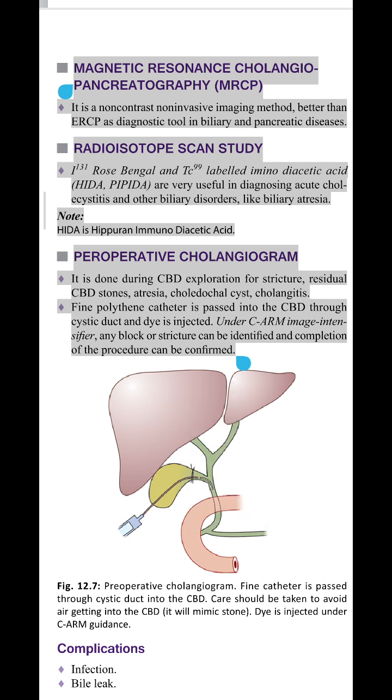Magnetic resonance cholangiopancreatography, MRCP. It is a non-contrast, non-invasive imaging method, better than ERCP, a diagnostic tool in biliary and pancreatic diseases. Radioisotope scan study: I-131 Rose Bengal and Tc-99 labeled iminodiacetic acid, HIDA, PIPIDA, are very useful in diagnosing acute cholecystitis and other biliary disorders, like biliary atresia. Note: HIDA is hepatobiliary iminodiacetic acid.